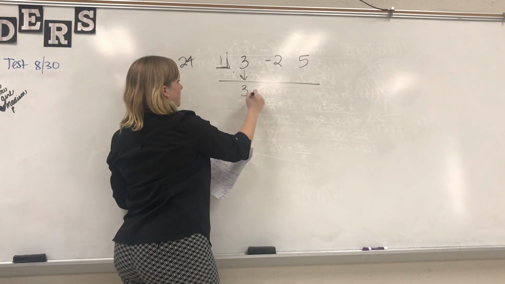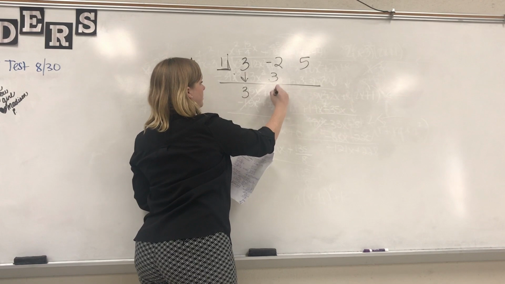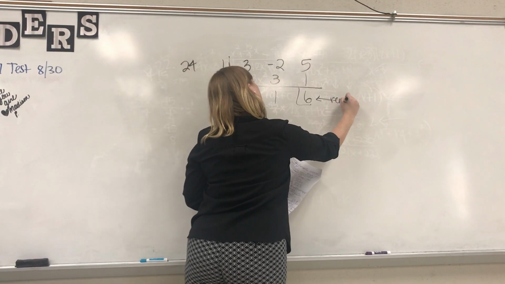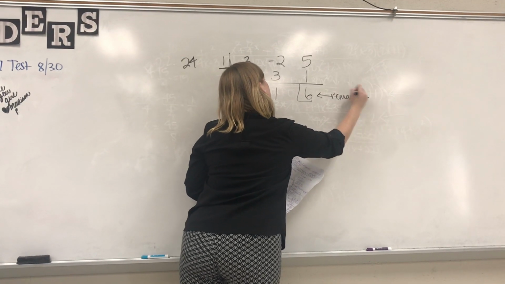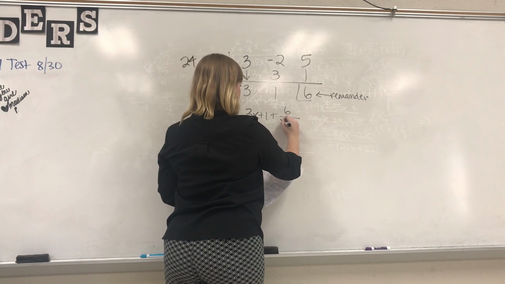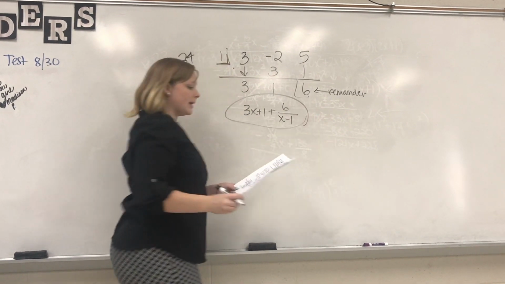Drop it. Multiply. Add. Multiply. Add. This is my remainder. So I get 3x plus 1 plus 6 divided by x minus 1. That would be my answer.